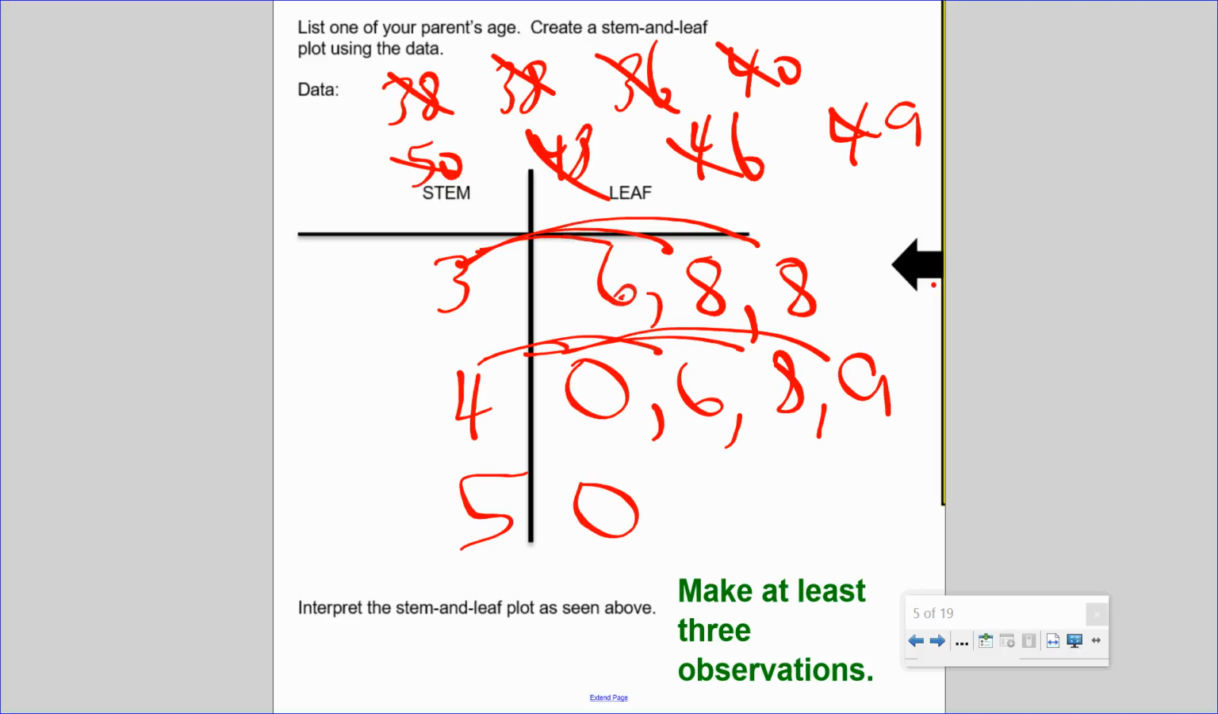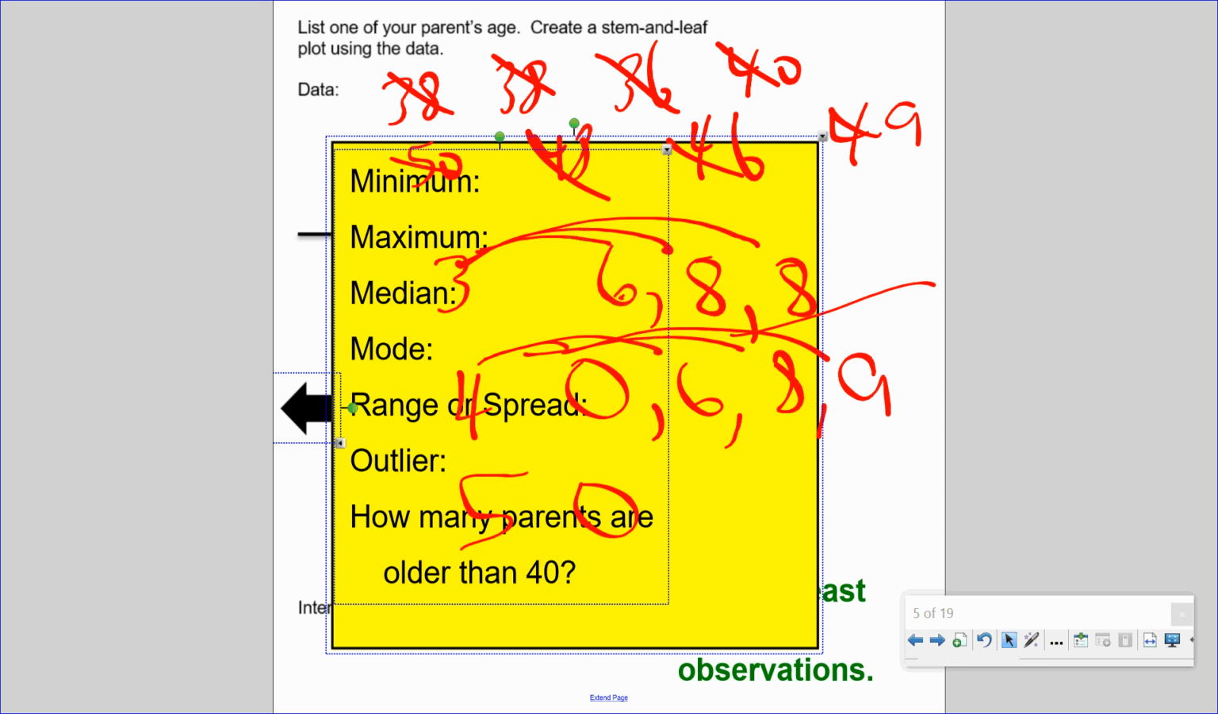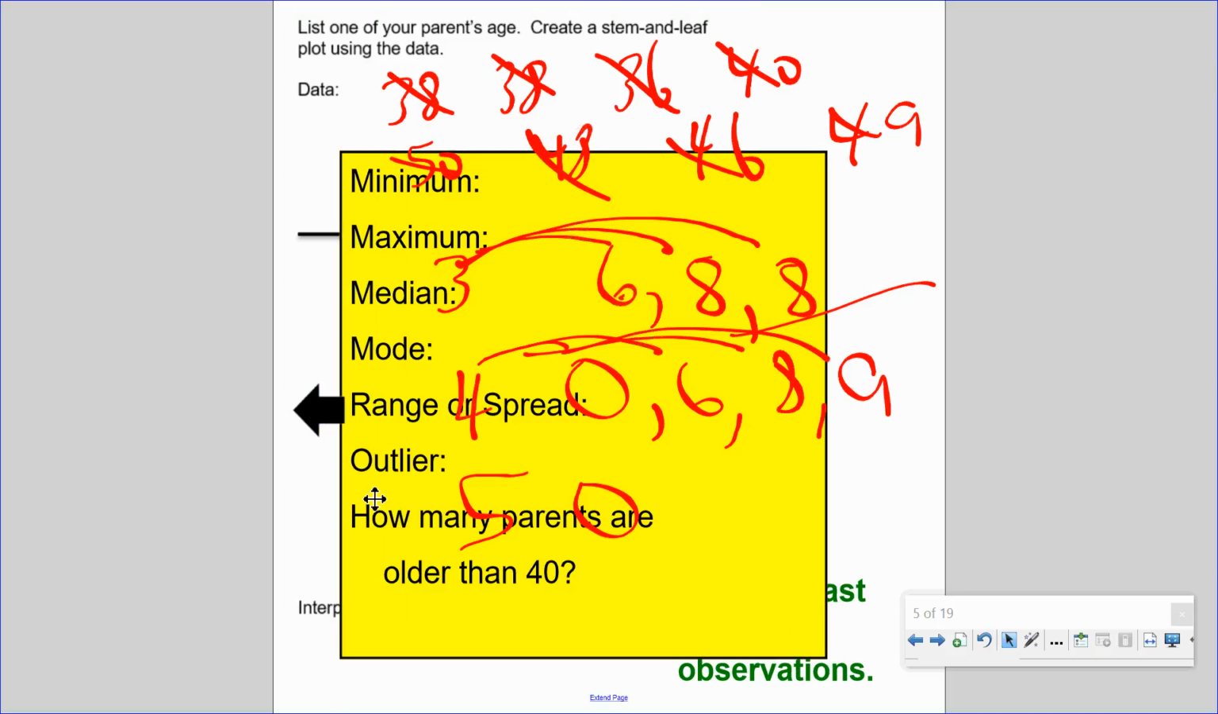Let's see if we hit some of the spots. We have minimum, maximum, median, mode, range, outlier. So the minimum age was 36. The maximum age was 50.